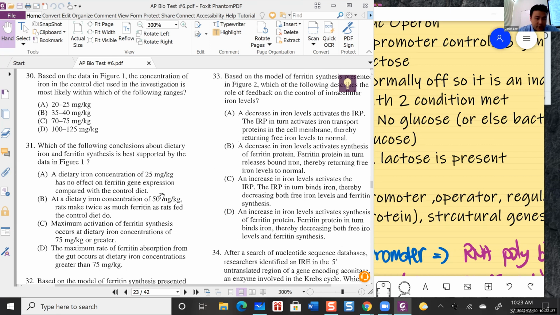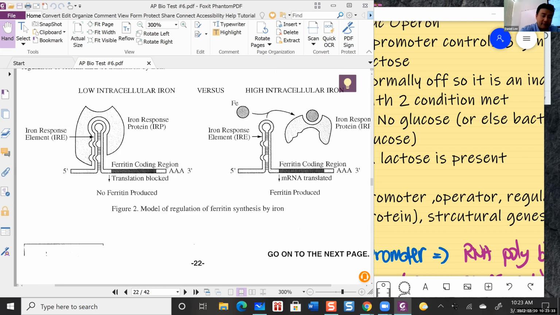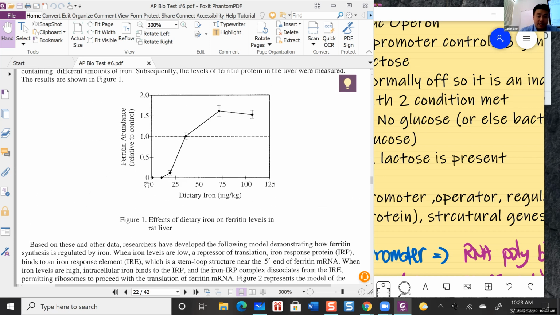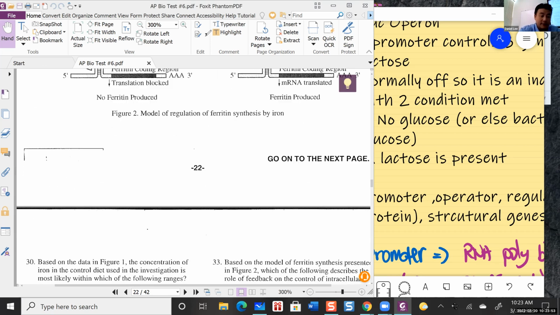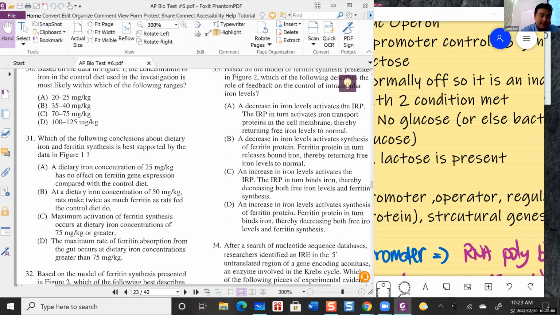Let's look at B. At a dietary concentration of 50, the rat makes twice as much ferritin as the control. Well, let's see. 50. So you got to go to 50 here. Okay. And if you look at 50 here, I am here. Is that twice compared to the control? No, it's 1.25 times that of the control. Twice would be up here, right? So that is also false. It's not what the data is saying. Okay, so far it's pretty easy. So you have 2 left, you guess, right?